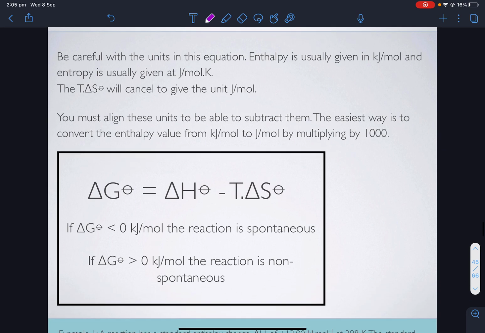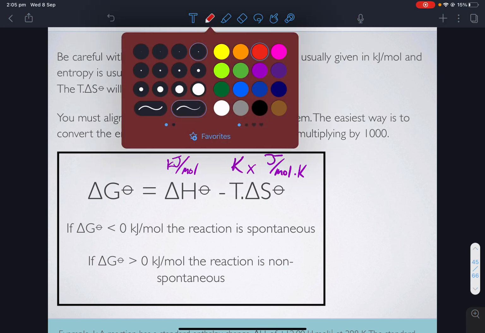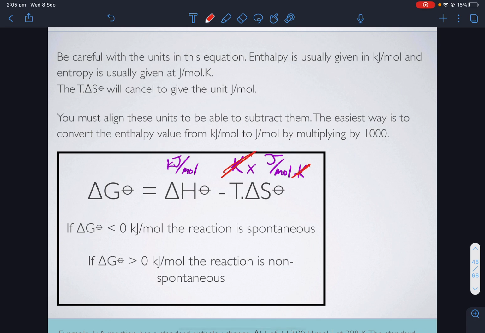So one thing that I want you to note here is be careful of your units in your Gibbs free energy equation, because enthalpy is usually given in kilojoules per mole, and entropy is usually given in joules per mole per Kelvin. So let's look at what happens. Temperature will be given in Kelvin, so Kelvin crosses out, and what you're going to have left is kilojoules per mole minus joules per mole. Don't make that mistake. Convert one over to suit the other.